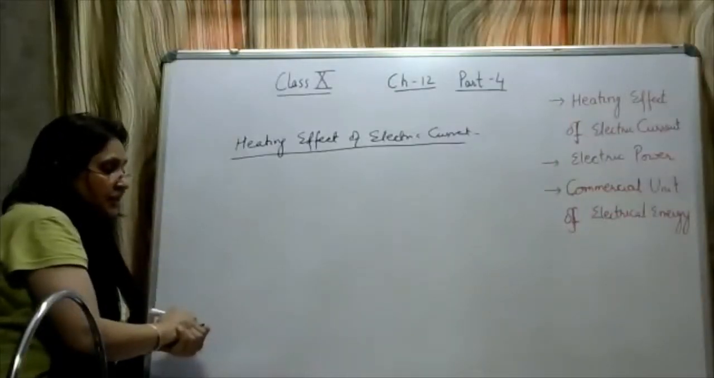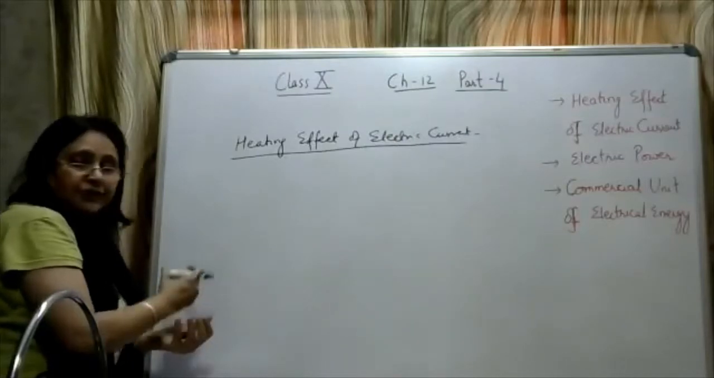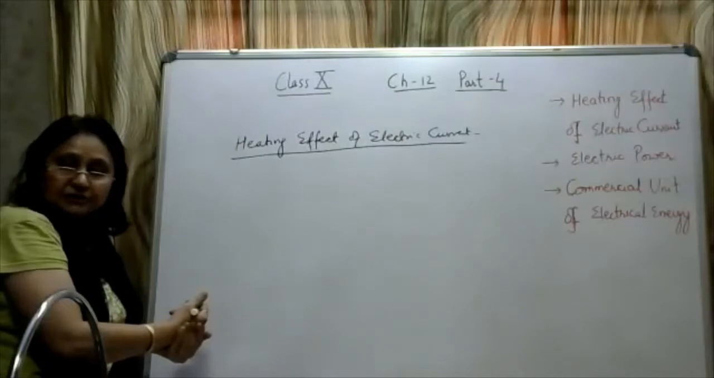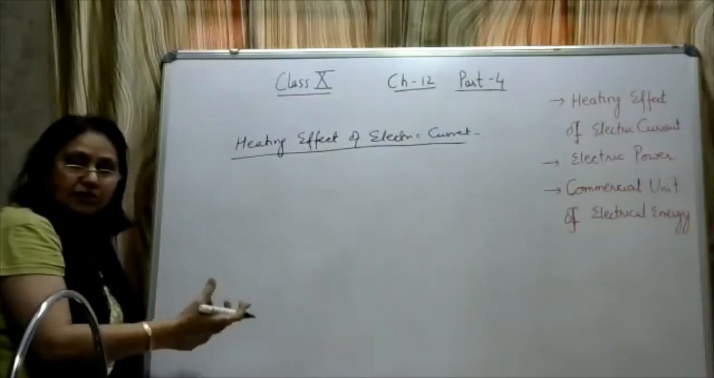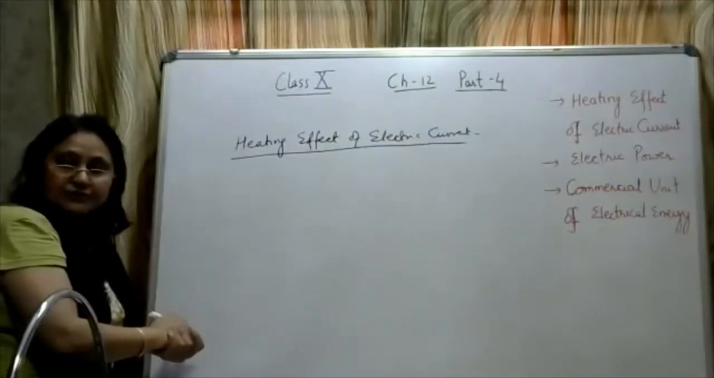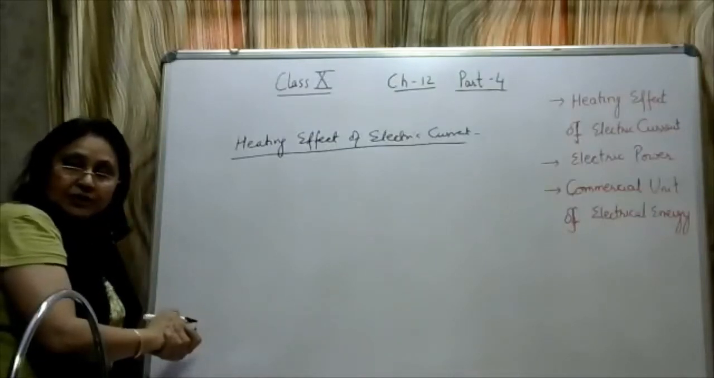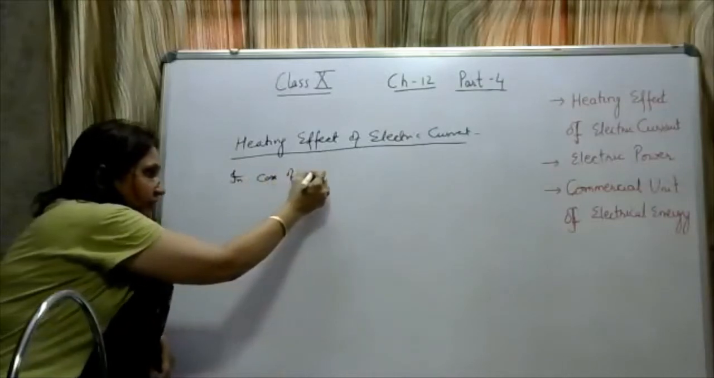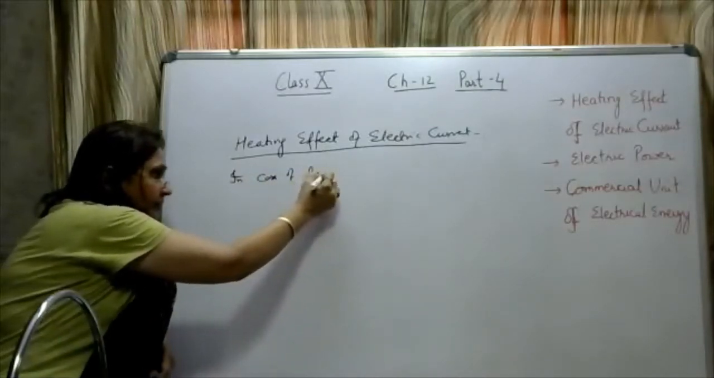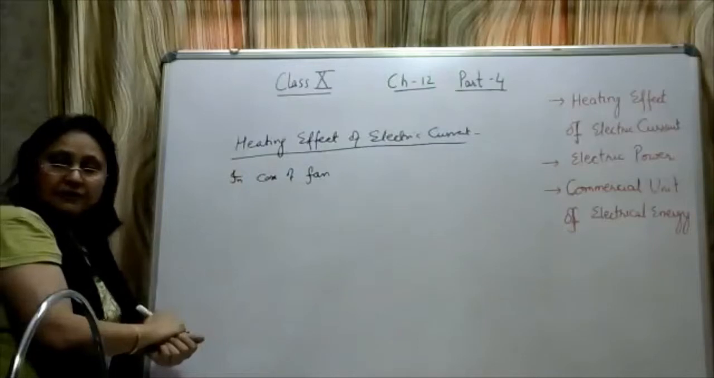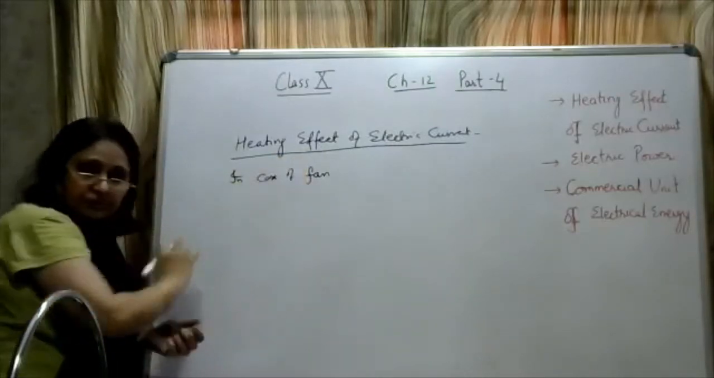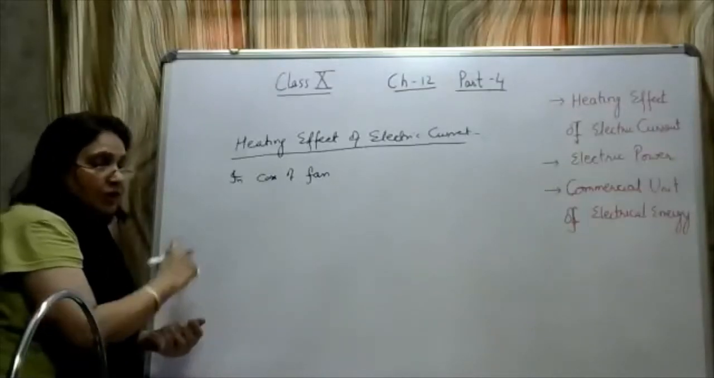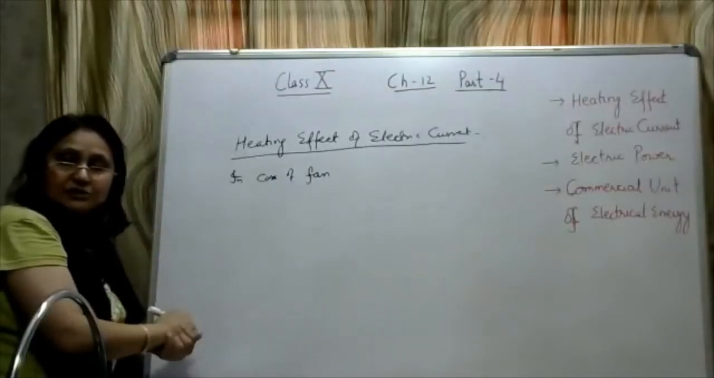Let's discuss the heating effect of electric current. We know that the battery or a cell is a source of electrical energy. Okay, so the battery or the cell or the power source is the source of the electrical energy. Now for example, let's take an example in case of an electric fan. The electrical energy has to be converted into some useful work. And what is that useful work? To rotate the blades of the fan.